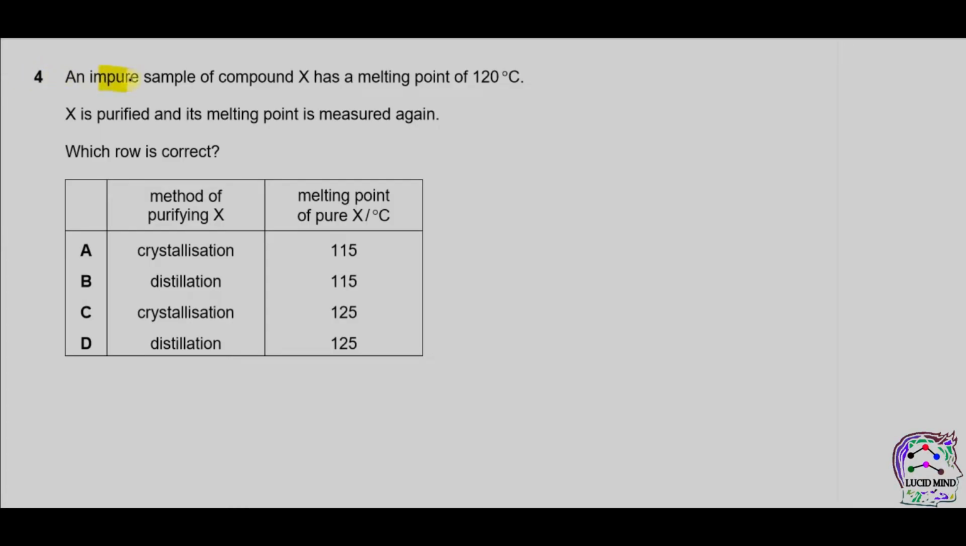Question 4. An impure sample of compound X has a melting point of 120 degrees centigrade. X is purified and its melting point is measured again. Which row is correct? We have to find out the method of purifying and we have to find out the melting point of pure X.